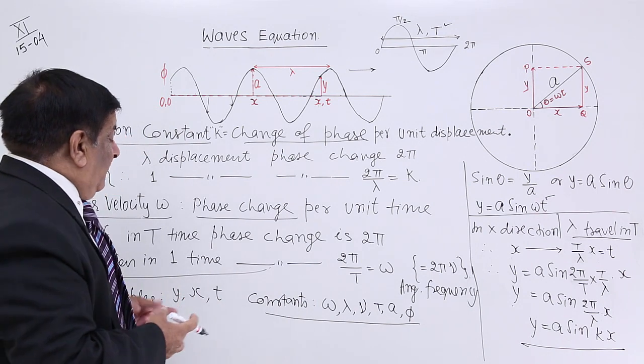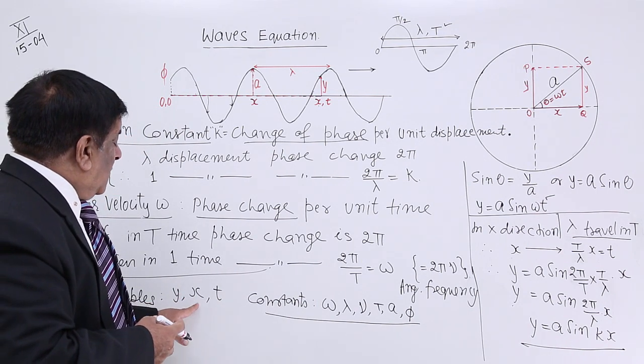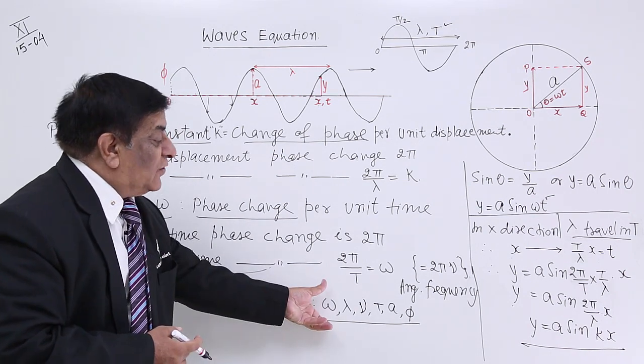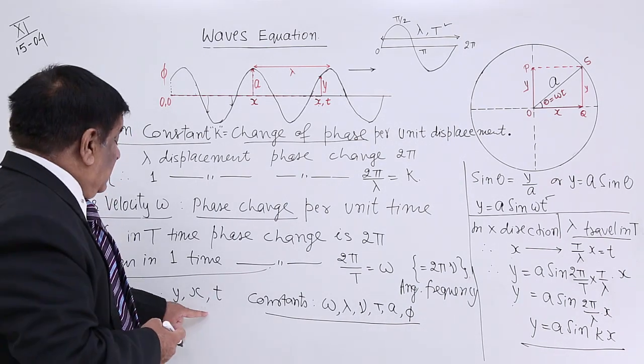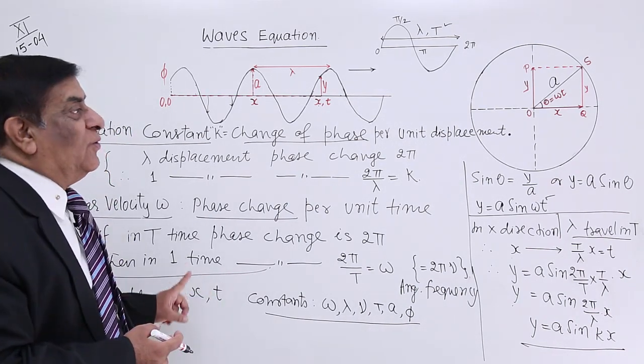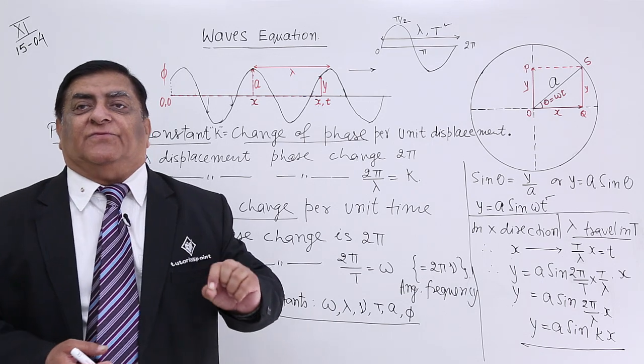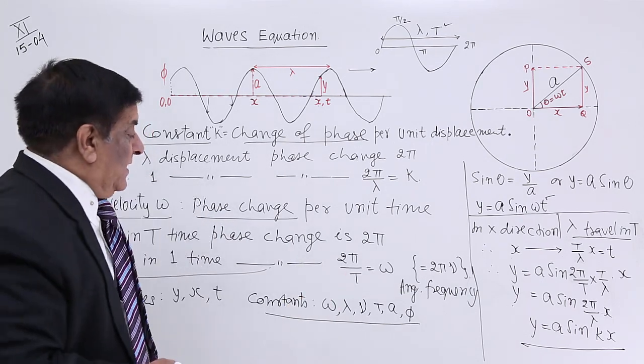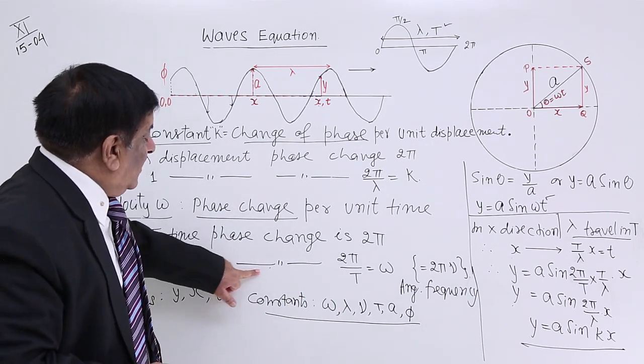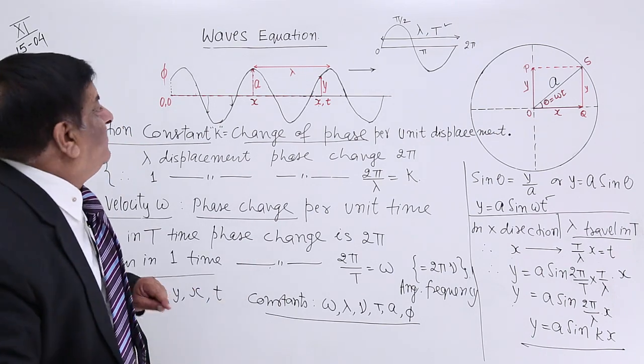Now, what is meant by an equation? Equation means if we establish a relation between y, x and t using the constants, then that relation will be known as the equation of the wave. Okay, so we will try to find out different equations of the wave.